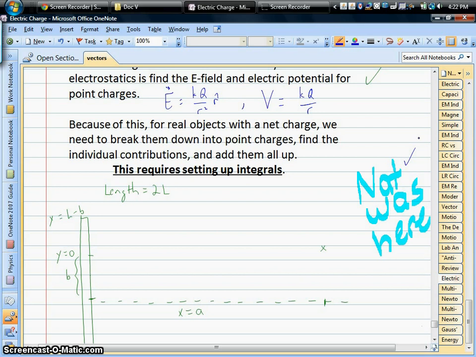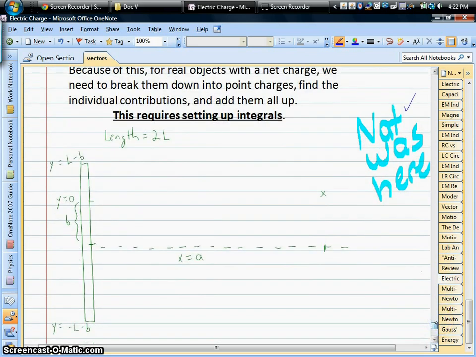We have to set up integrals. We have to add up all the contributions of little point charges in order to get the total at some point. So the case I'd like to do, actually two cases, involves sticks. Now we're just going to get to the point of setting up the integrals. I'm not so worried about actually going through and solving them. You can look up integral tables, plug it into an Inspire, use calculus methods to figure those out. I just want to get the setup.